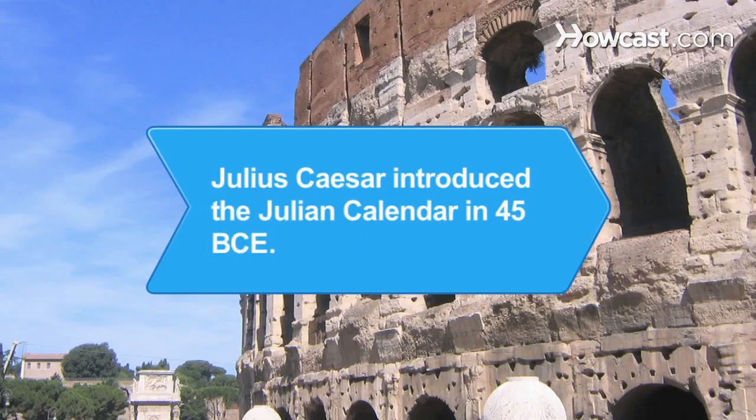Did you know? Julius Caesar introduced his own calendar around 45 BCE to better align the months with the lunar cycles and the seasons. The Julian calendar uses 365 days, 12 months, and a leap day every 4 years.